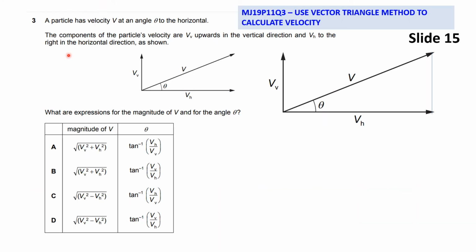One more example using the vector triangle method to calculate, this time, velocity. A particle has velocity v at an angle theta to the horizontal. The components of the particle's velocity are v sub v upwards in the vertical direction and v sub h to the right in the horizontal direction as shown. What are the expressions for the magnitude of v and the angle theta?